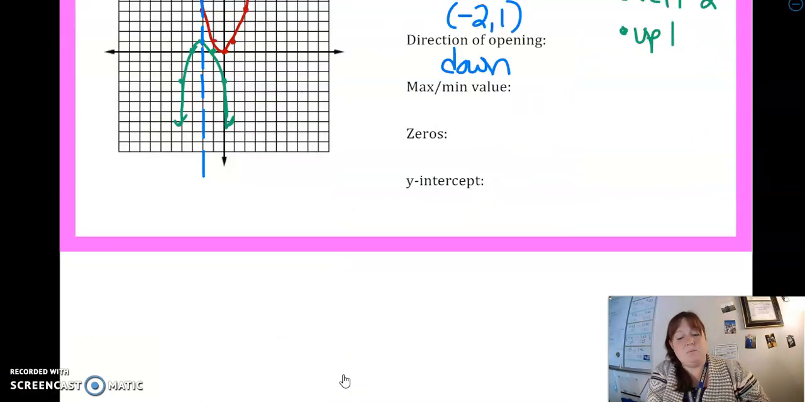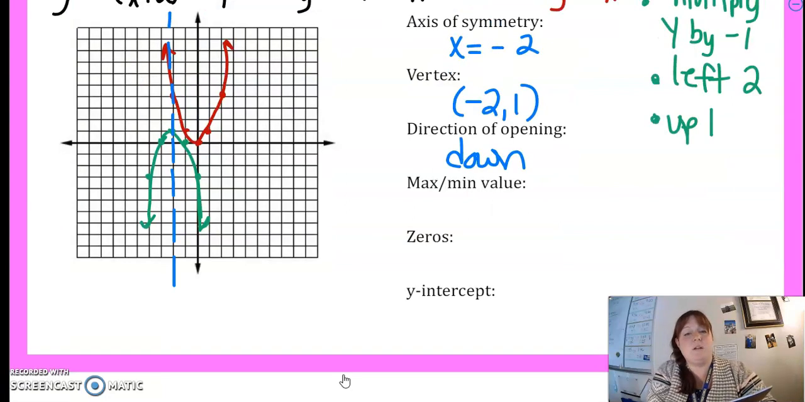Our maximum and minimum value, remember that maximum or minimum value is just the vertex, right? But we're talking about how high it goes or how low it goes. So we're talking about the y-coordinate of our vertex. So what's the y-coordinate of this vertex? Well, it's 1. So our max, because it's upside down, is 1.